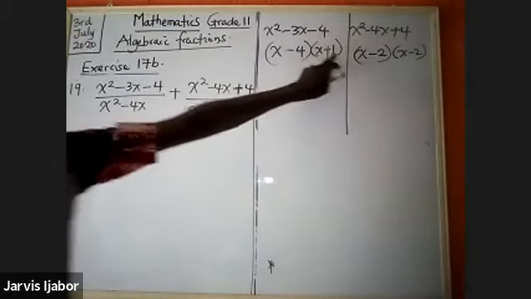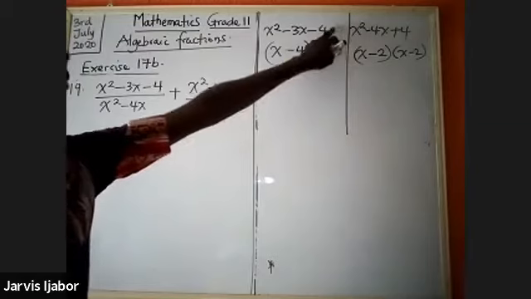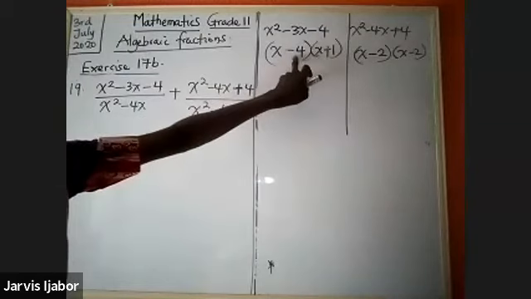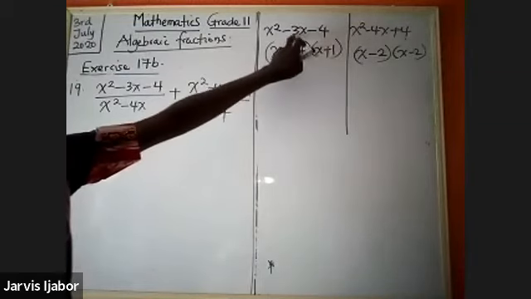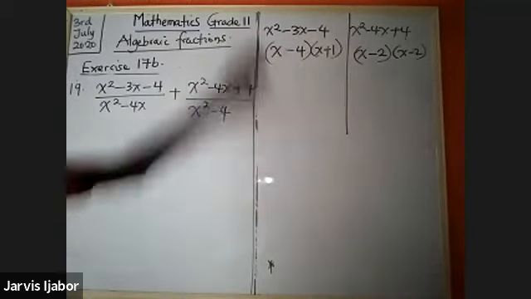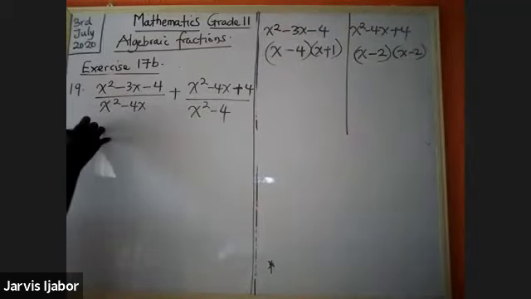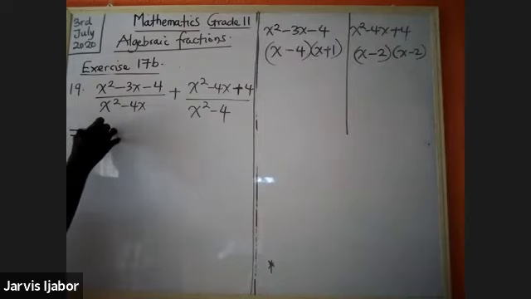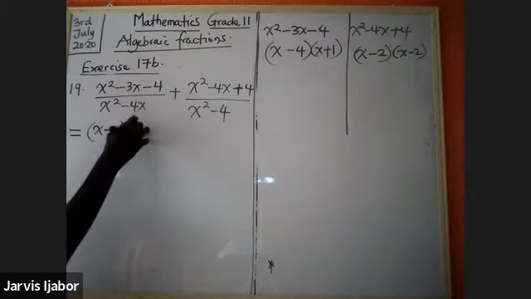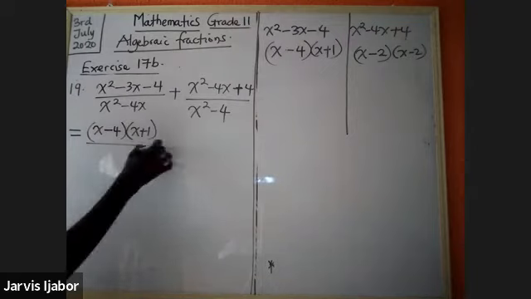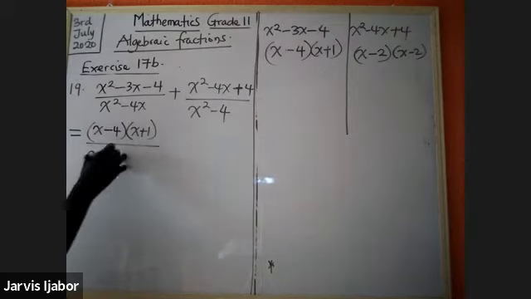Now, this one too, by inspection, I know this is x minus 4 into x plus 1. Minus 4 times 1 will give me minus 4. Minus 4 plus 1 will give me what? Minus 3. So by inspection, we're able to get that. So I'll come here and say x minus 4 into x plus 1 over x into x minus 4.